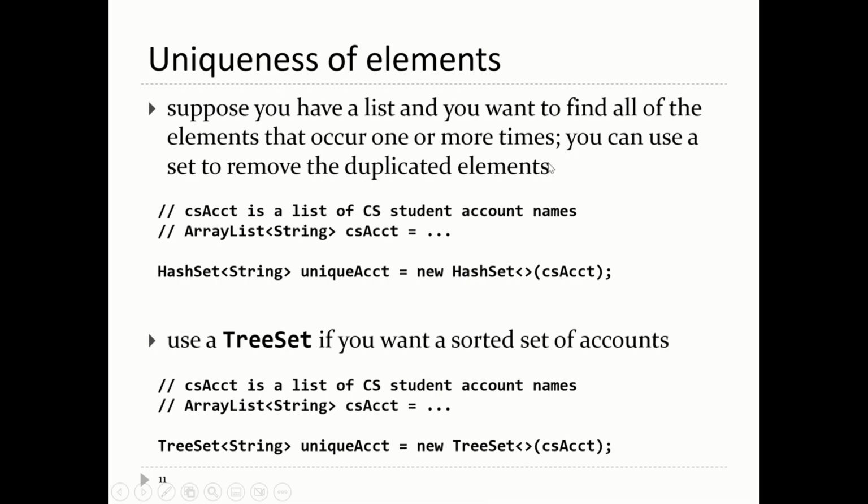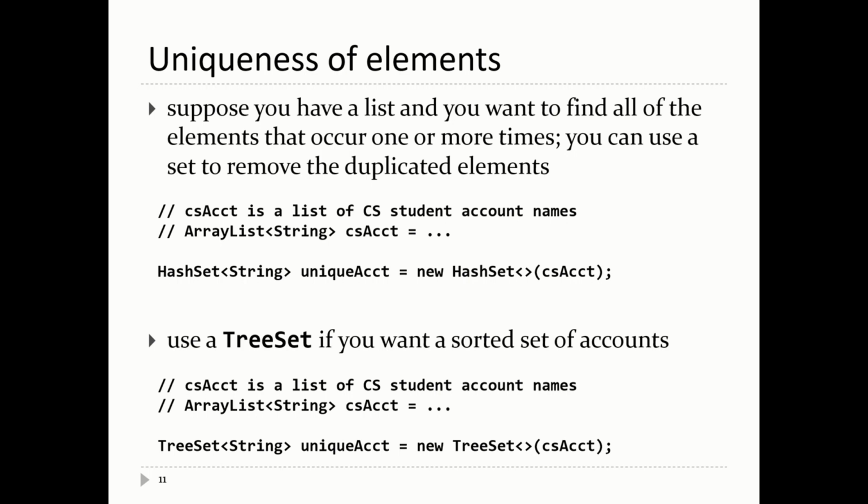Okay, so one of the useful things that sets let you do is remove duplicated elements. If I have a list and I want to find all of the elements that occur one or more times, then you can use a set to either identify or remove the duplicated elements. Imagine I've got a list of student account names. These would be your Queen's net ID. And I want to find all of the unique net IDs that I have in this list.